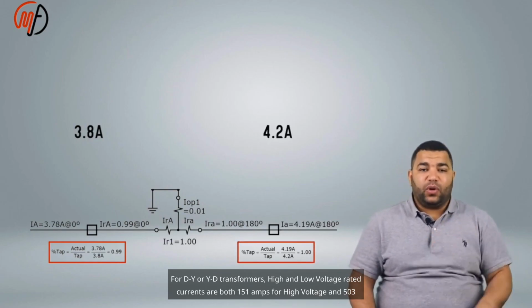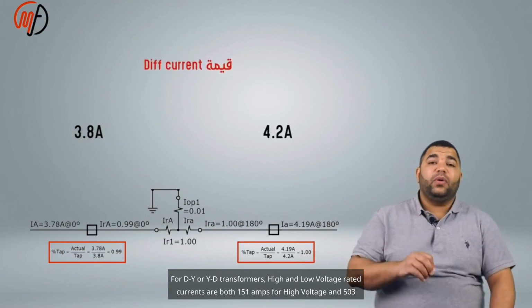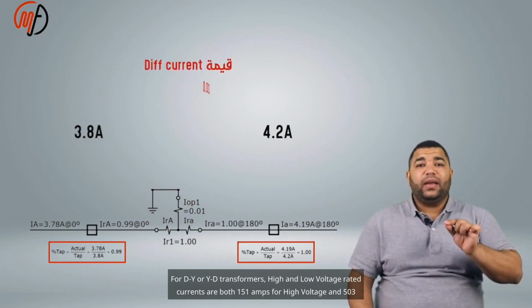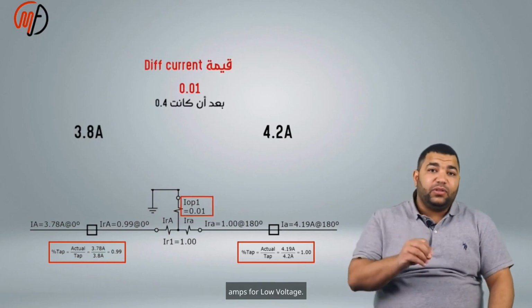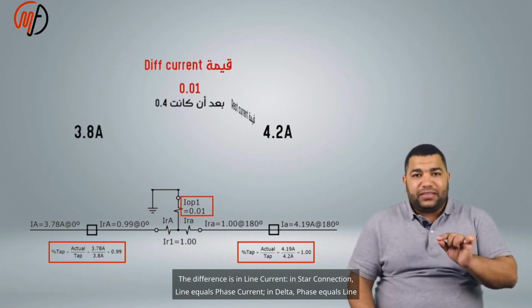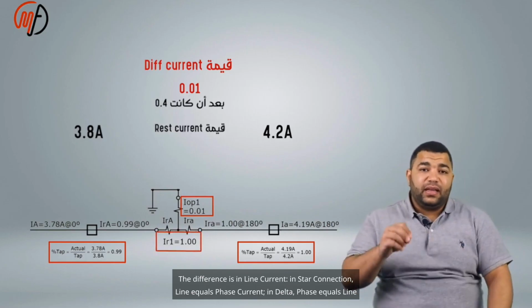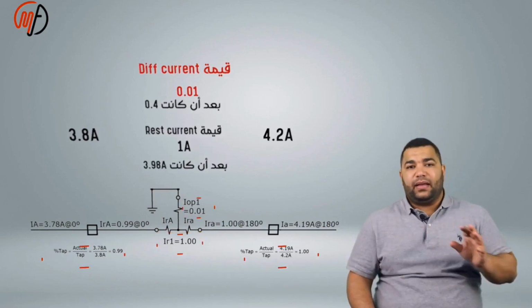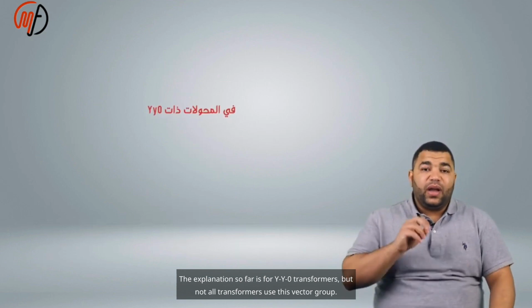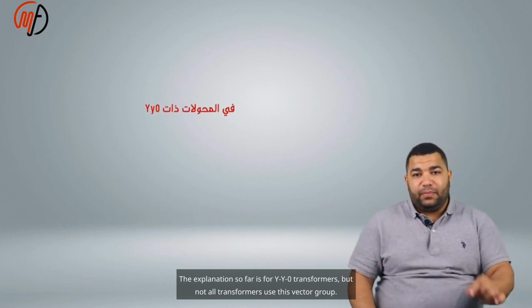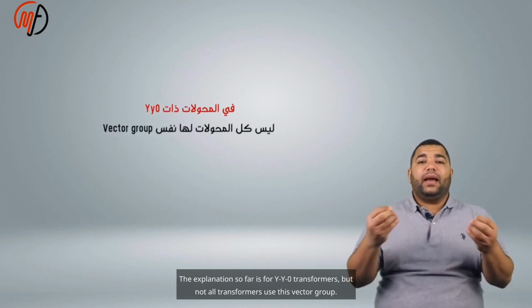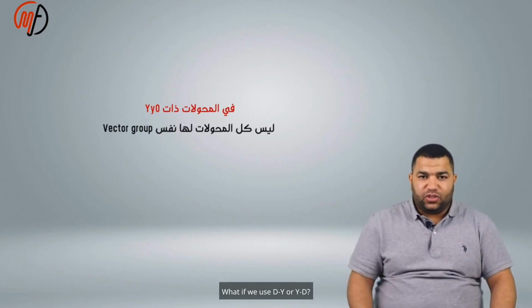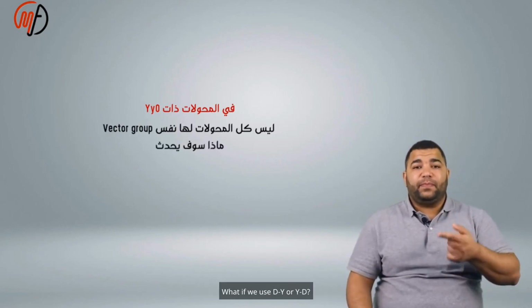For DY or YD transformers, high and low voltage rated currents are both 151 amps for high voltage and 503 amps for low voltage. The difference is in line current. In star connection, line equals phase current. In delta, phase equals line divided by √3. The explanation so far is for YY0 transformers, but not all transformers use this vector group. What if we use DY or YD?